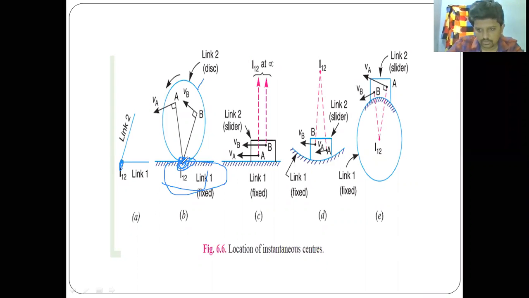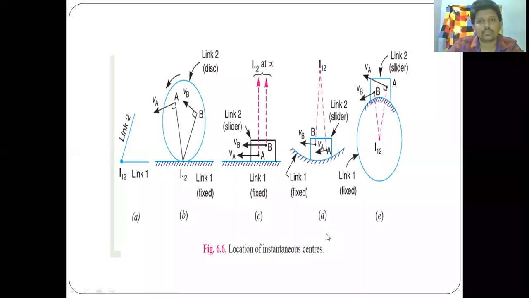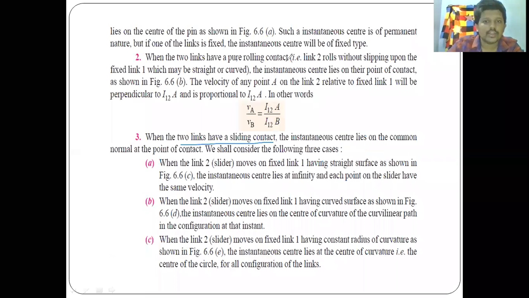Okay. Now you will see the third one. When two links have sliding contact, here you had rolling contact, here we have sliding contact. The instantaneous center lies on the common normal at the point of contact. That means if you have some sliding contact, at the point of contact we should draw a common normal. Now the instantaneous center will be on the common normal. We have three conditions here, and we see the three conditions here.